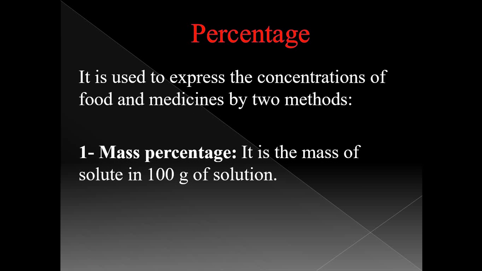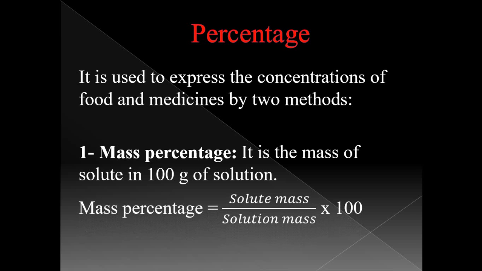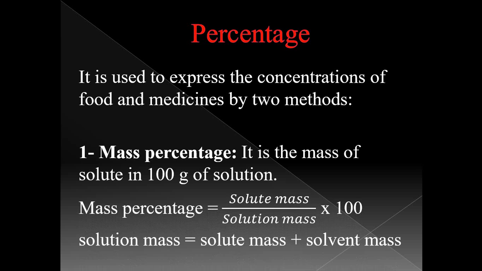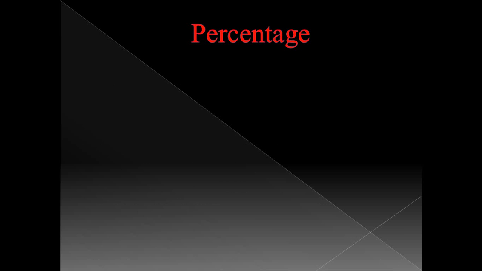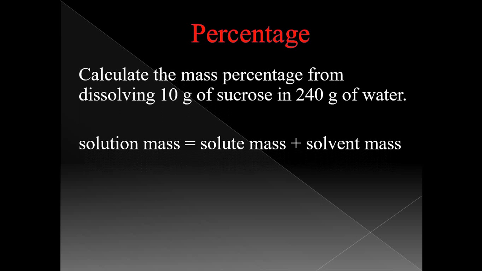The percentage is used by two methods. First, we can use the mass percentage. Okay, it's the mass of solute in 100 grams of solution. So we can calculate the mass of the solute that's present in 100 grams of the solution times 100. Okay, and this is the mass percentage, and of course the mass of the solution is the sum of the mass of the solute plus the mass of the solvent. Okay, so let's see an example.